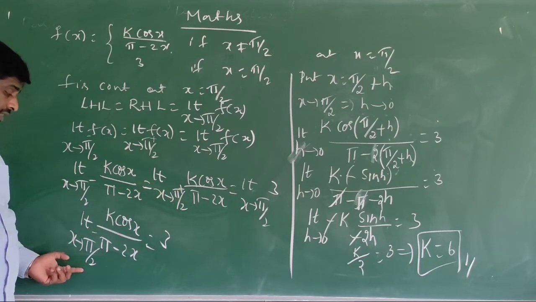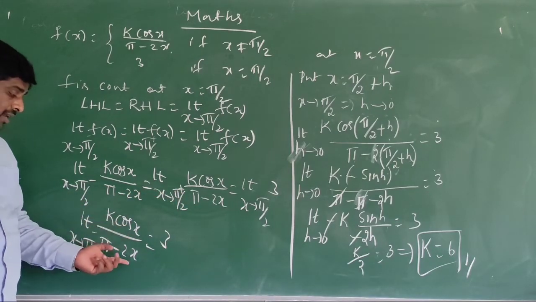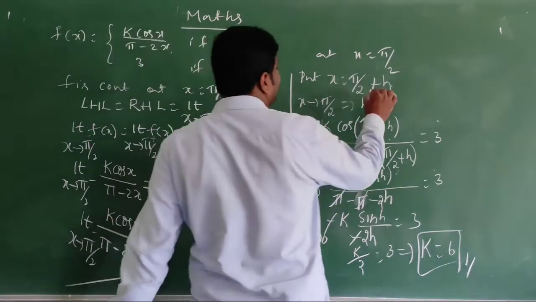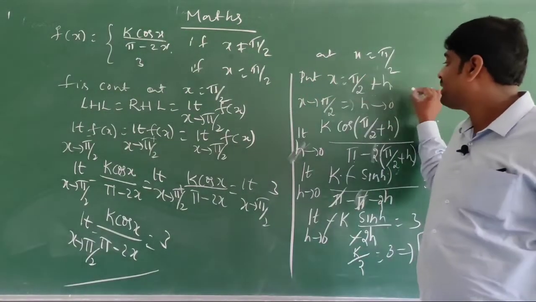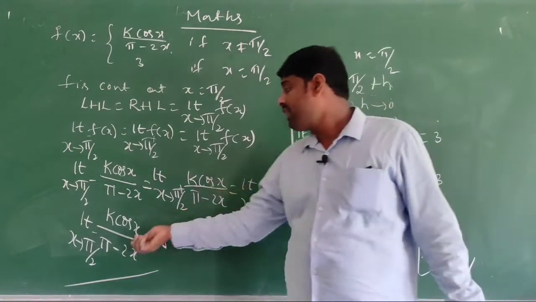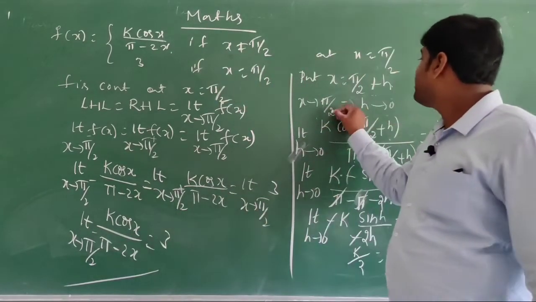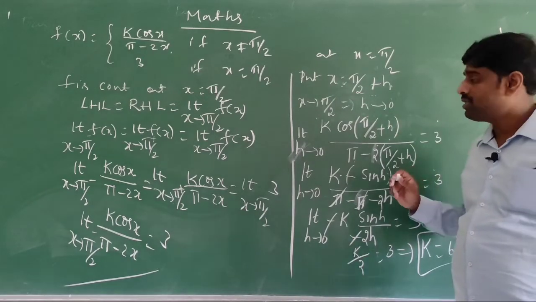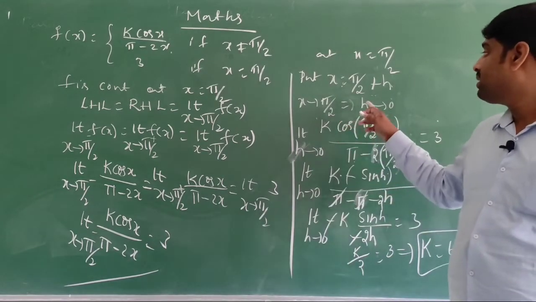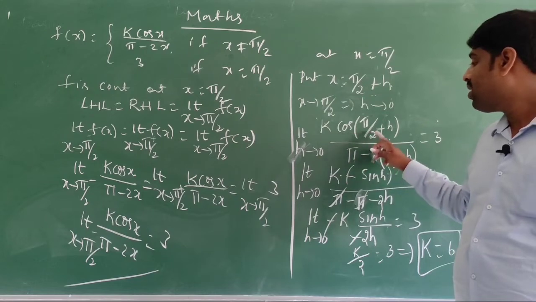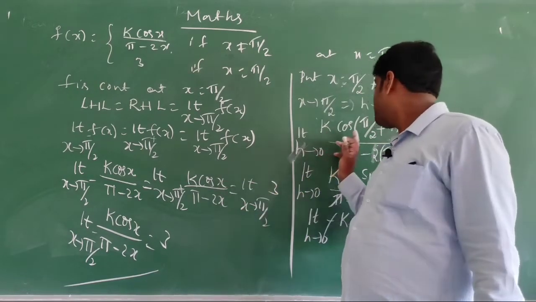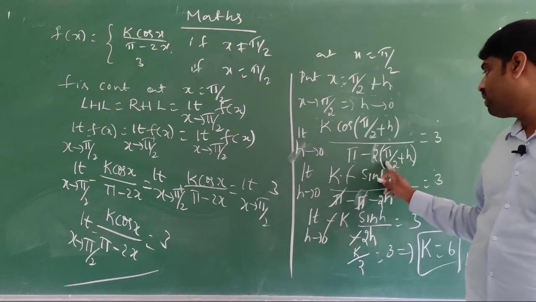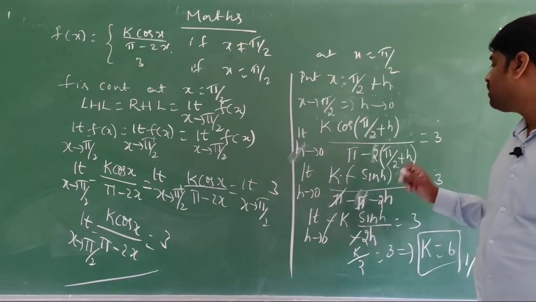You have to take the ones that is k cos x divided by pi minus 2x. From here observe carefully, put x equals pi by 2 plus h. What is the limit? x is equal to pi by 2. Substitute this in this equation. What is the h value? 0. That is, the limit as h tends to 0 of k cos of x, where x is pi by 2 plus h, divided by pi minus 2 into pi by 2 plus h.